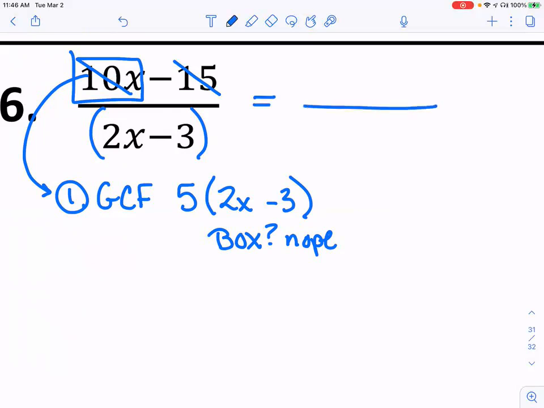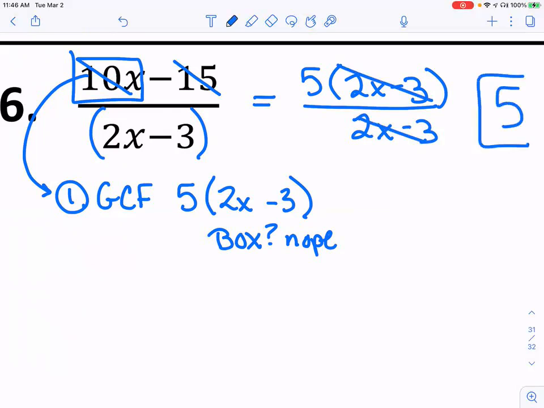So it would not be a good teaching moment if I didn't show you it rewritten. There's what we factored. There's what the bottom was. And there is why the final answer is 5.